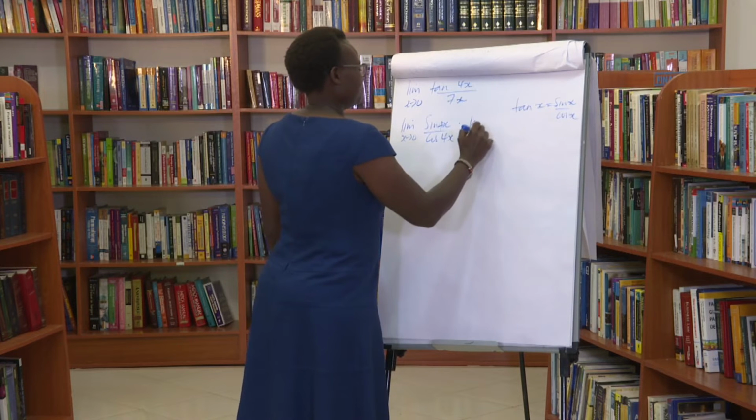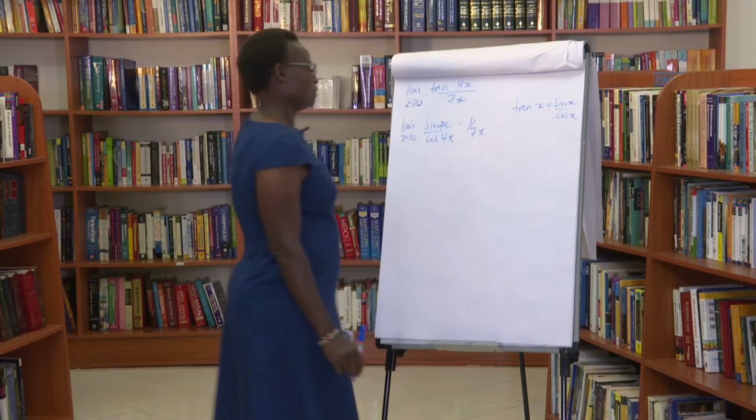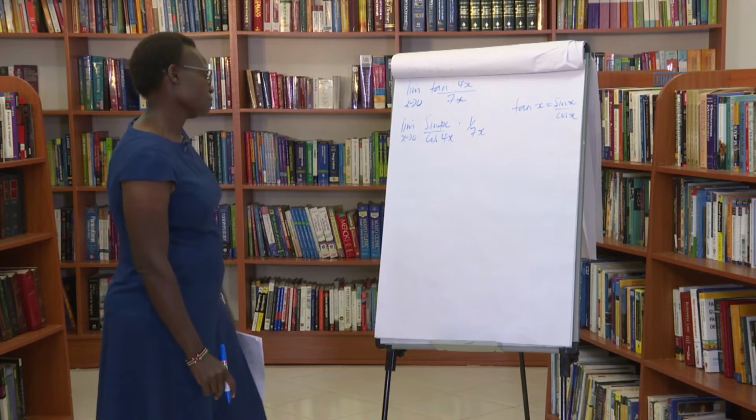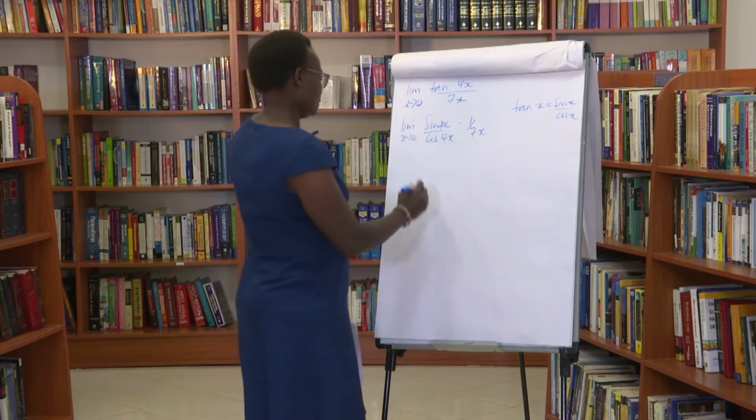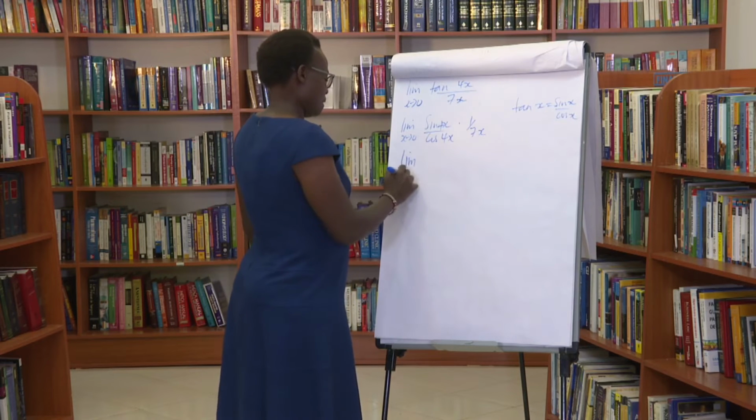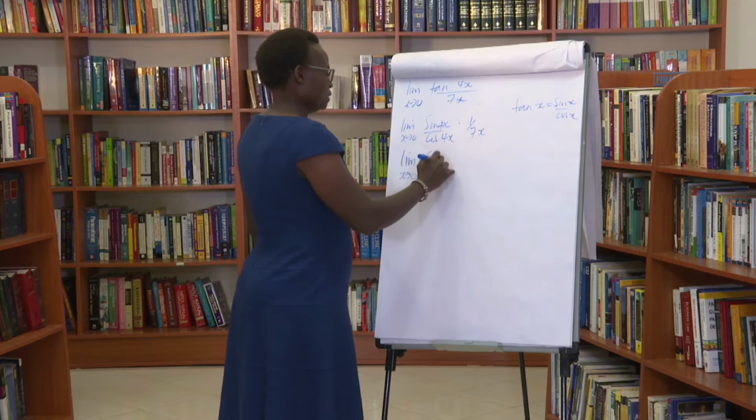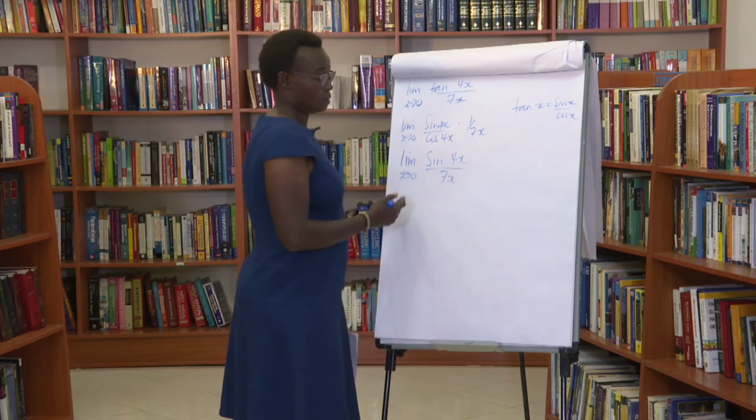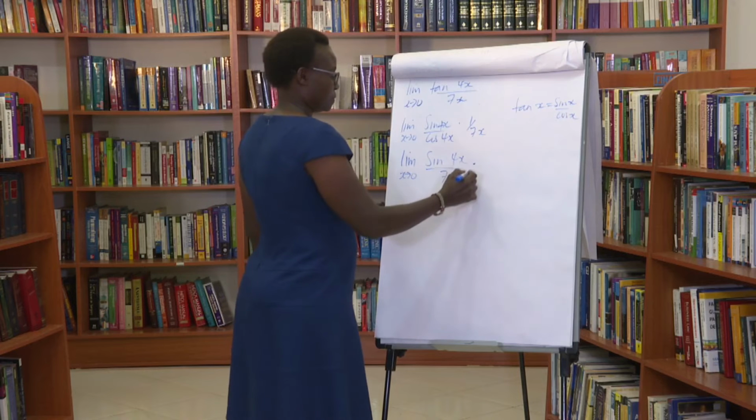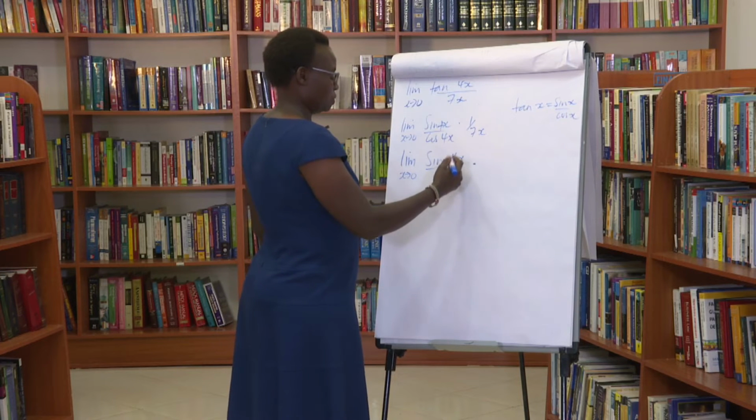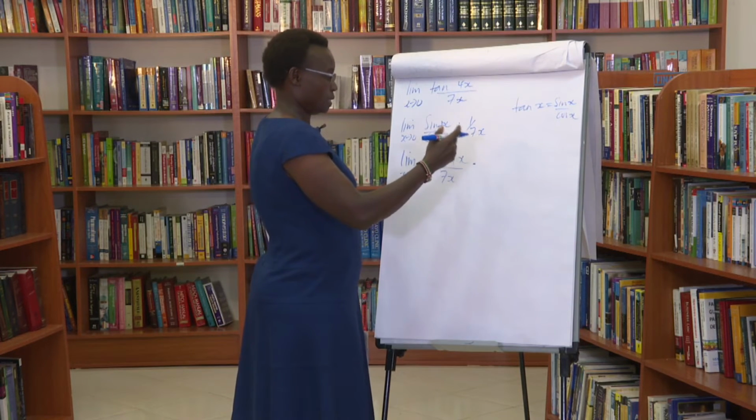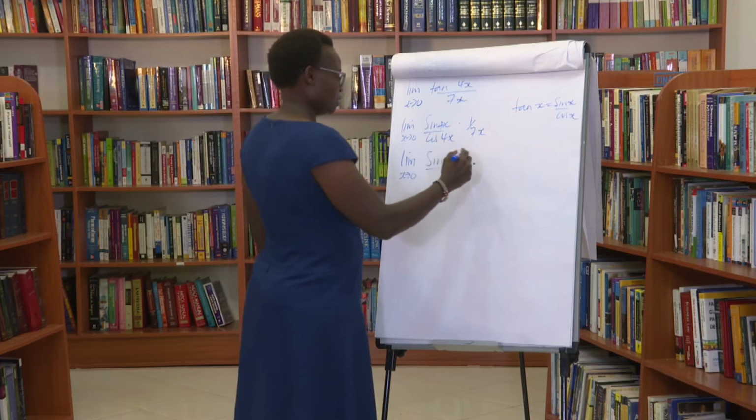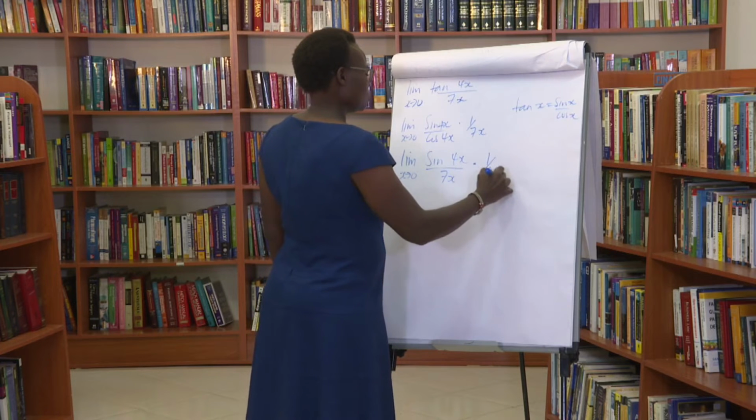times 1 over 7x. We can play with this so that it favors what we want to do, or we direct it towards using the special limits. So this would give us sine 4x over 7x times 1 over cos 4x.